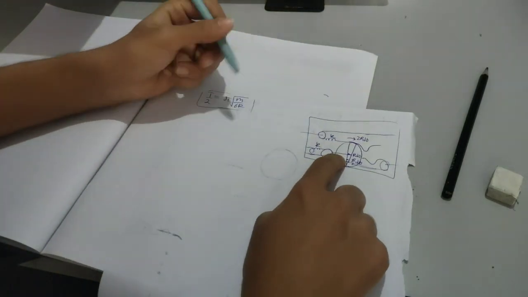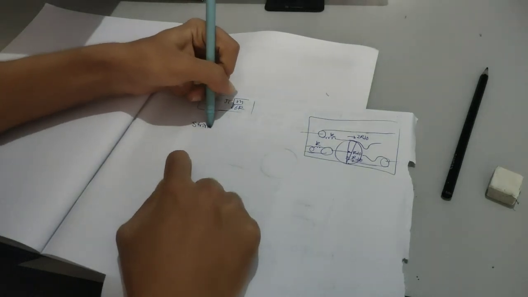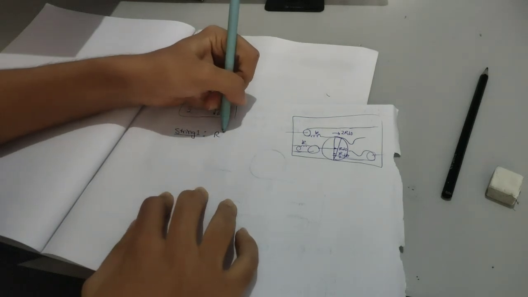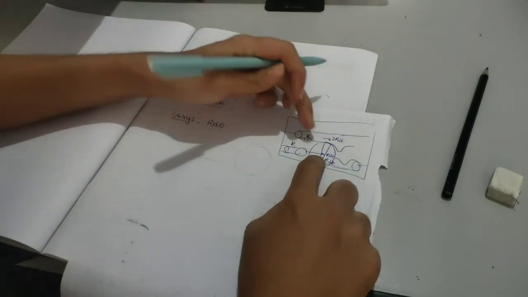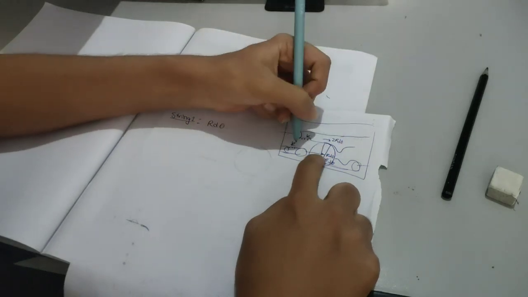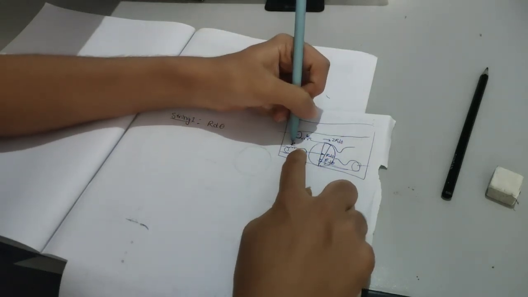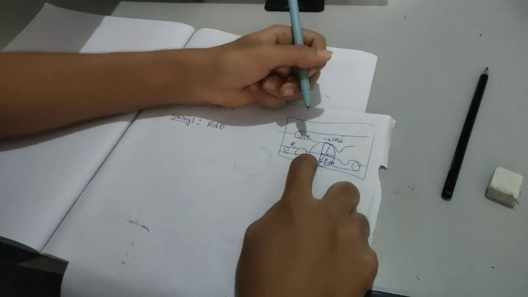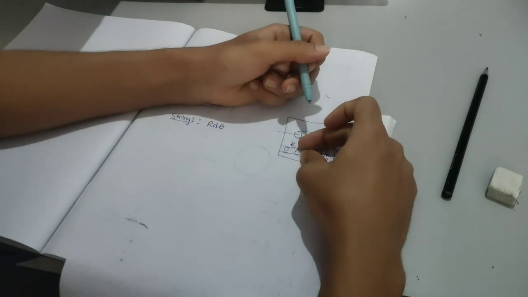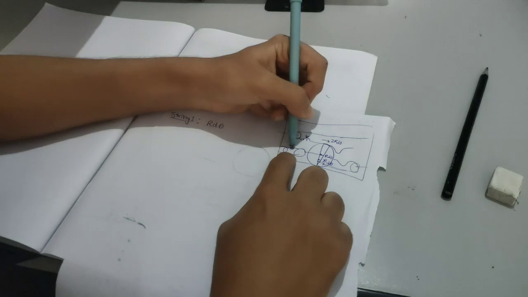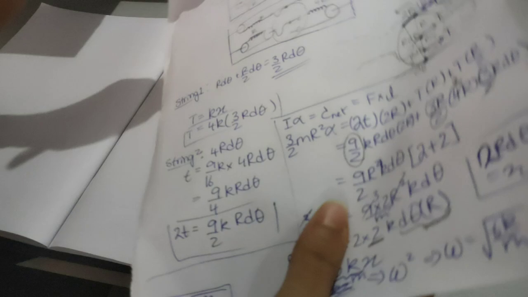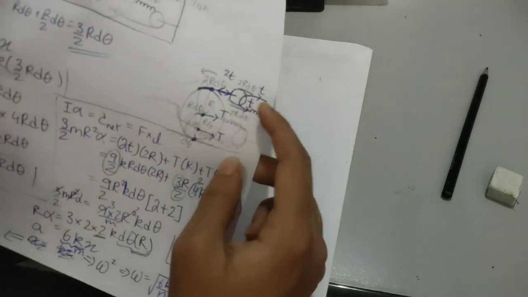So this is still string 1. So let's write string 1. And we know that it gets displaced by r d theta. If this is displaced by r d theta, so should this entire spring, right? But the thing is, the spring over here gets displaced by 2r d theta. The same reason from the previous question over here.